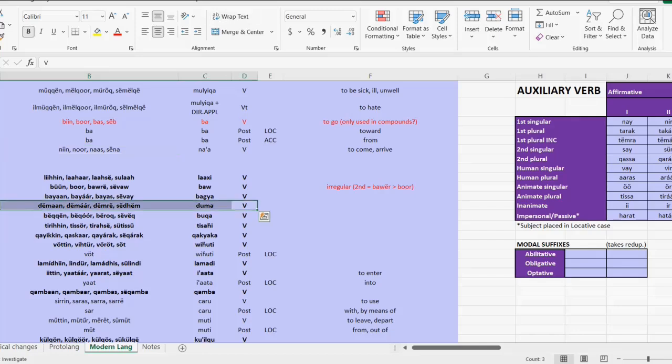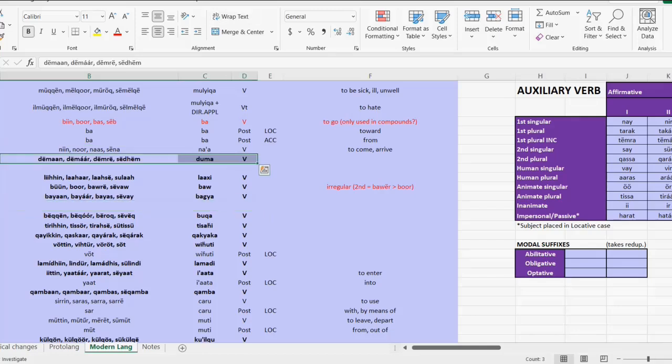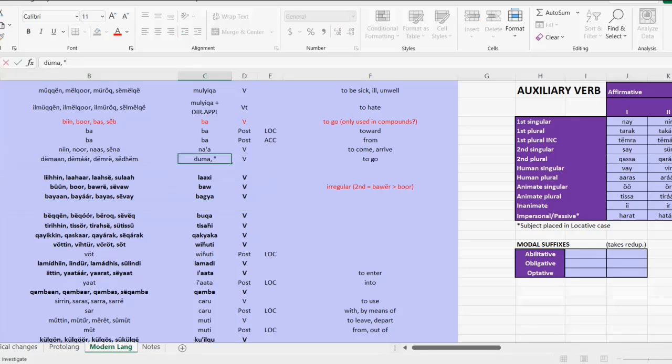And I think I'm going to use this duma form for the word that means to go. And I think to run is a decent enough meaning for it to have in the proto-lang. Even in English, run can have a more general sense of just movement or going.